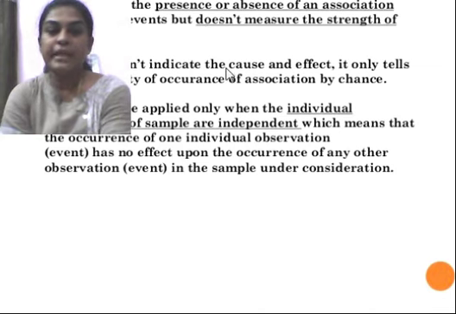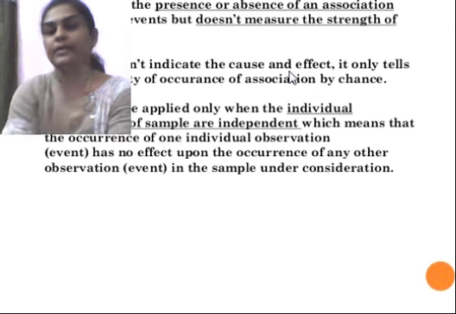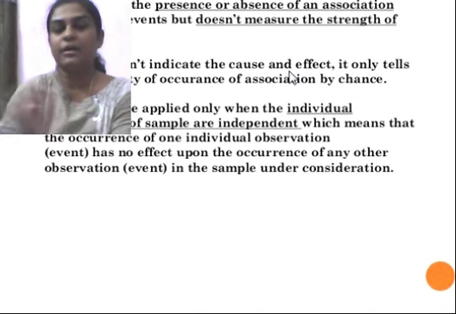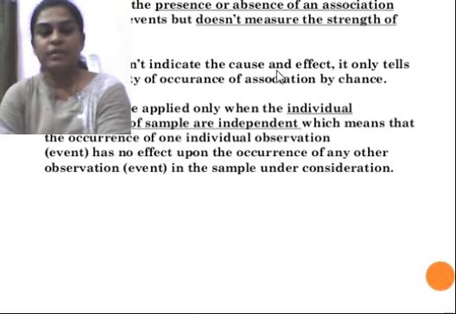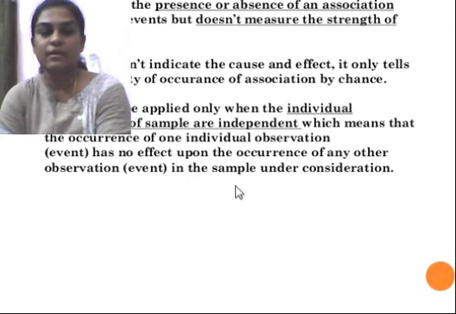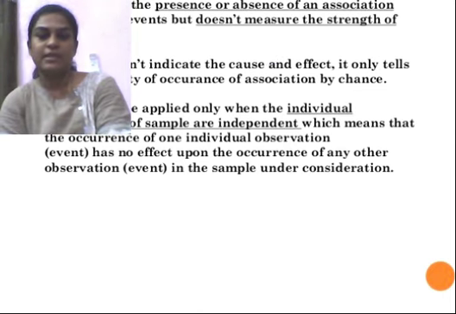Again, it doesn't indicate cause and effect. Almost all these methods, if you observe, only calculate things one way or two way, and the chi-square test doesn't go for any further analysis. Estimation is not possible through these kinds of methods. This test doesn't indicate cause and effect here. That is one more limitation. Another, it can be applied only when the individual observations of the sample are independent, which means that the occurrence of one individual observation does not affect another. These are some of the limitations of the chi-square test.